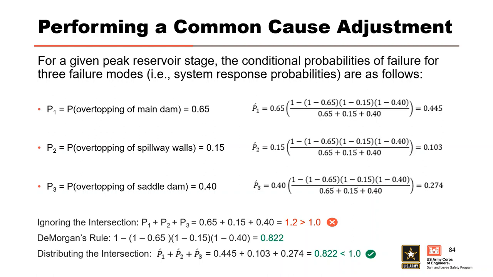In this example, if I had ignored the intersection and simply summed the probabilities, I would get a probability greater than 1, which violates the rules because all probabilities must be greater than or equal to 0 and less than or equal to 1. When I perform De Morgan's rule and distribute the intersection, I now get the correct probability and a probability that is less than 1.